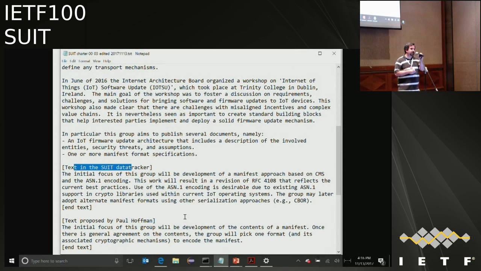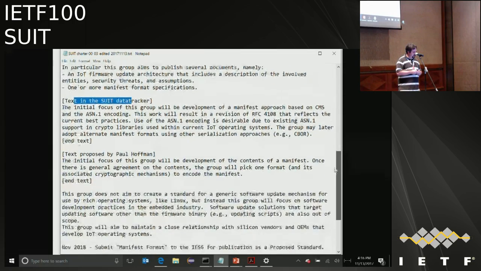The text that Paul Hoffman had suggested is: the initial focus of this group will be development of the contents of a manifest. Once there is general agreement on the contents, the group will pick one format and its associated cryptographic mechanisms to encode the manifest. And there, if you could scroll down.